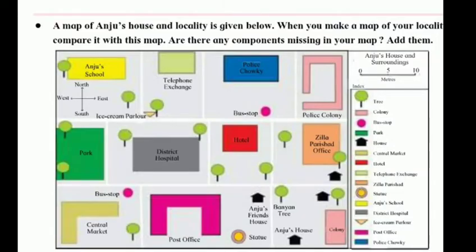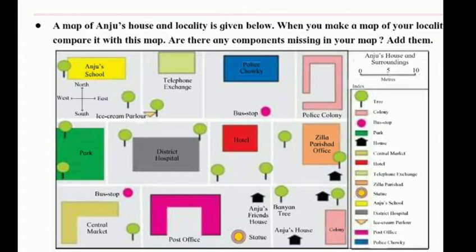And now again coming to page number 88, see here a map of Anju's house and locality is given below. When you make a map of your locality, compare it with this map. Are there any components missing in your map? You have to add them.